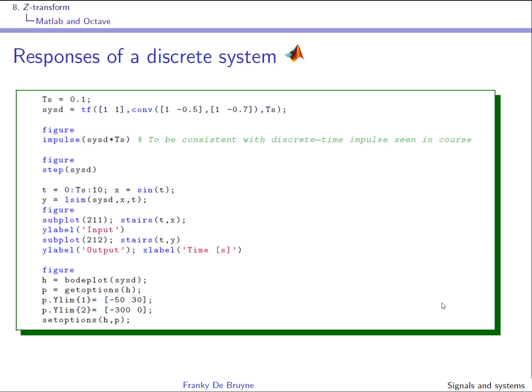Here, a system with transfer function z plus 1 at the numerator, and at the denominator (z minus 0.5)(z minus 0.7), is considered, and the sampling period is 0.1 of a second. Then the impulse response is computed, the step response, and the response when the input is a sine, and finally the Bode diagram is computed.